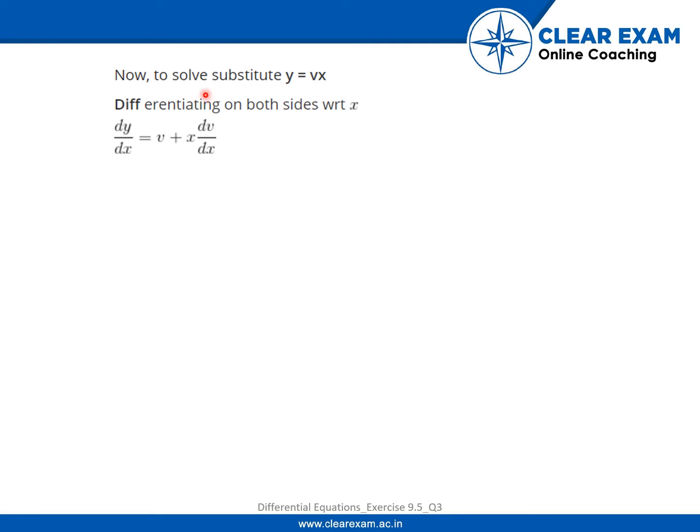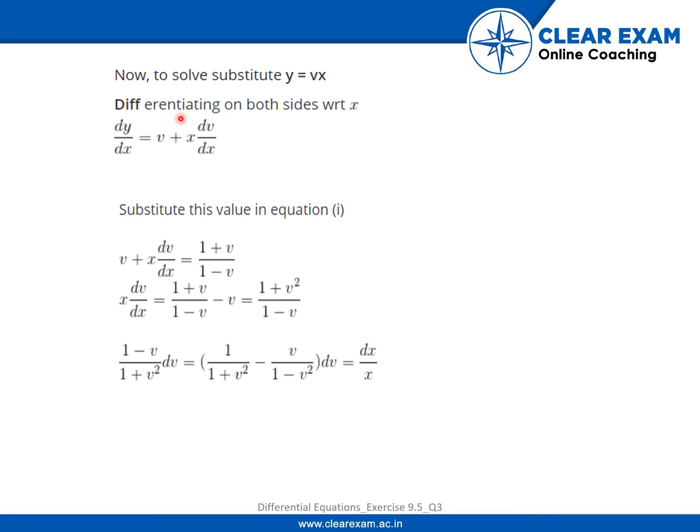Now to solve we have to substitute y is equal to vx. Differentiating it with respect to x, we will get dy by dx is equal to v plus x dv by dx by chain rule. Substituting the value in the equation, we get v plus x dv by dx is equal to (1 + v) upon (1 − v). So we'll put this v on the right hand side, so it will be x dv by dx is equal to (1 + v) upon (1 − v) minus v.